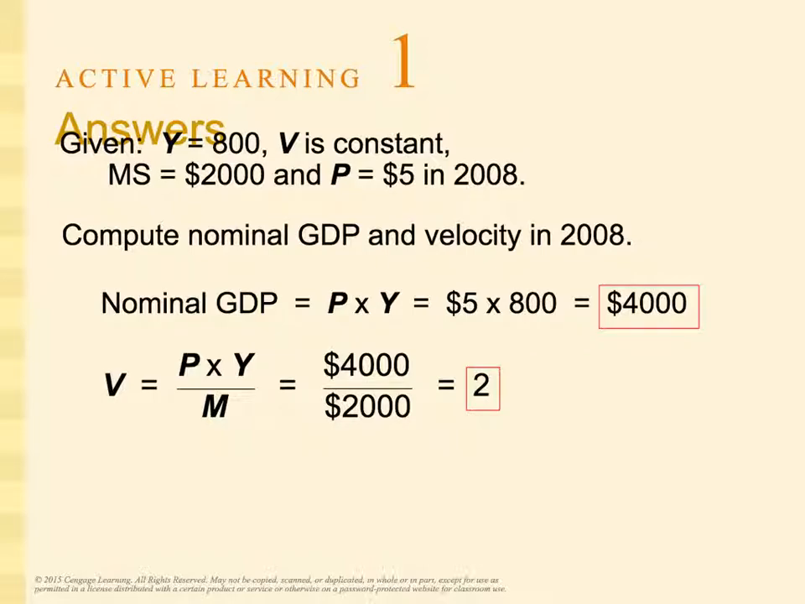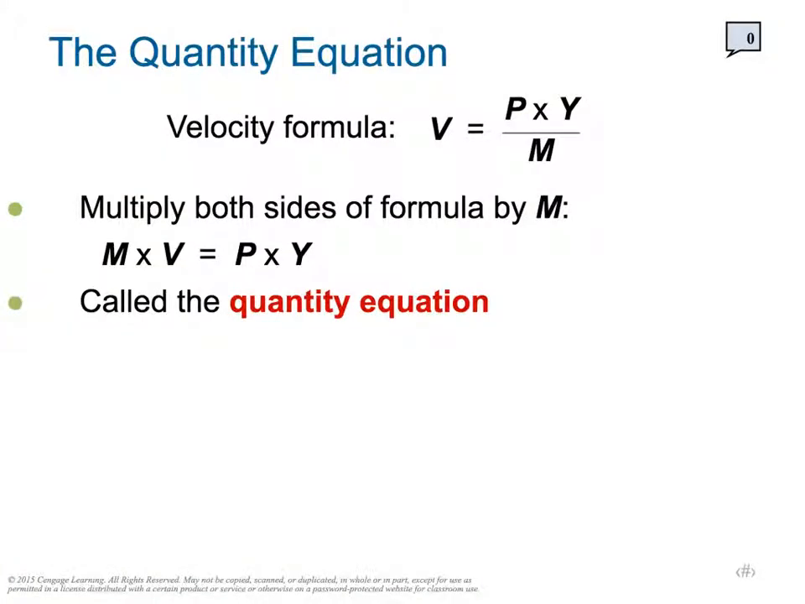Now, just again kind of double checking. We can use the formula for velocity and rearrange the equations algebraically if we set velocity over 1, cross multiply, and we end up then with the money supply times velocity is equal to nominal GDP. And this is our quantity equation. Here the idea of mathematics and that both sides of the equation have to be equal becomes pretty important. Velocity itself is relatively constant.